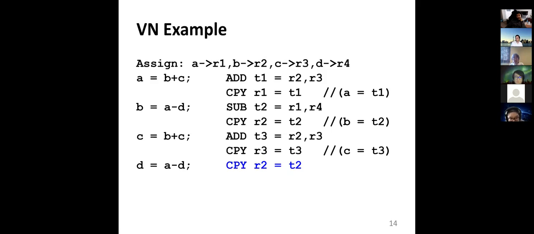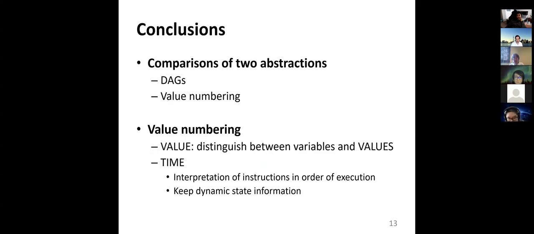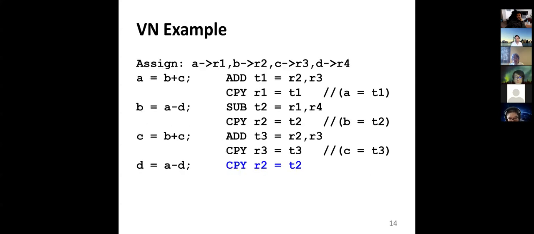Sorry, shouldn't that be copy R4 is equal to T2? Check. Yep, sorry, that's my bad. So this should be R4 here.